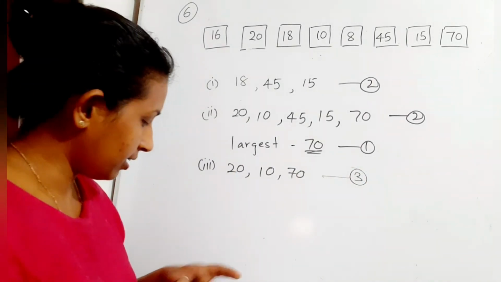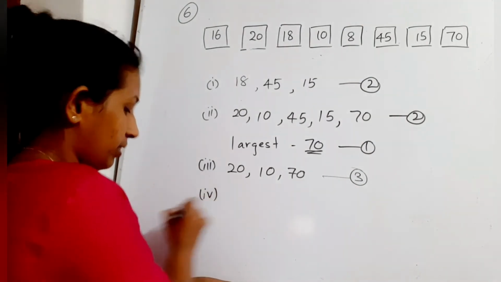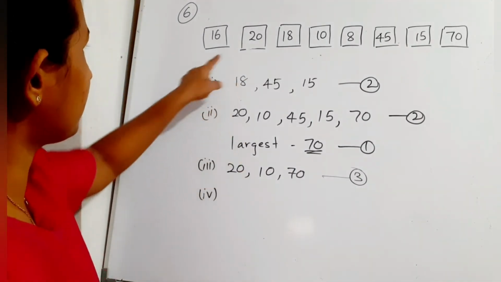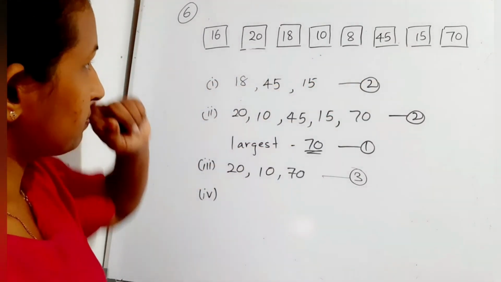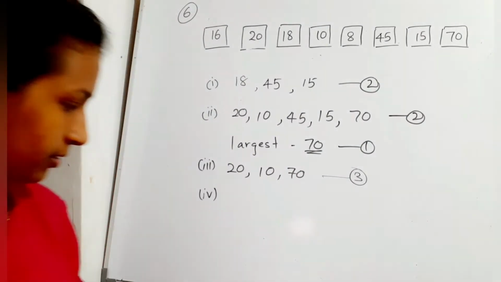Okay. Then the fourth one, write all the factors of 12. What are the factors of 12 here? What are the factors?